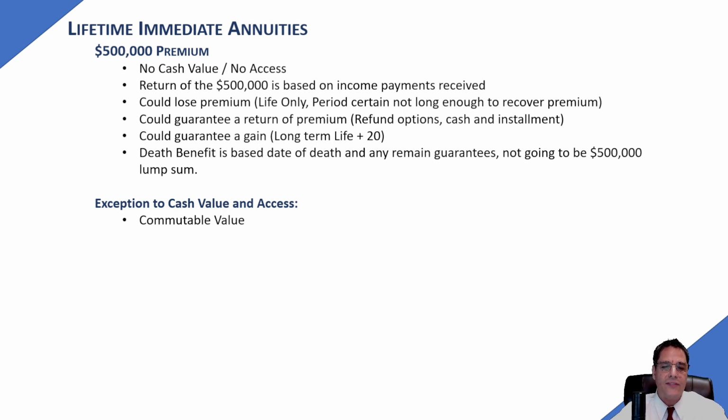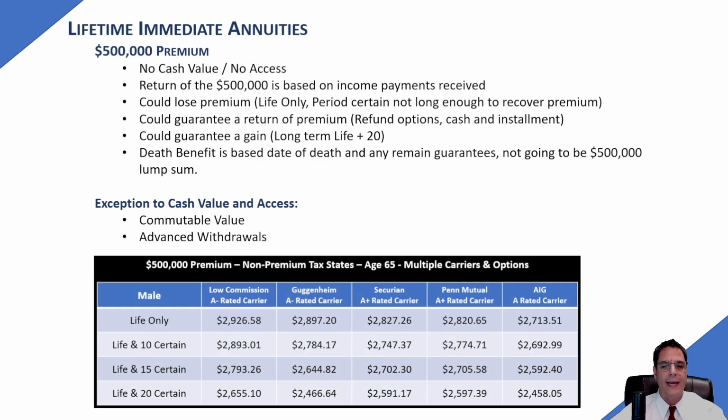So an exception to the cash value and the access on the lifetime immediate annuity is commutability value. Some of these companies have put in a feature where you can access some value or pay a charge and get some. Again, you're not going to get your $100,000 or your $500,000 back, except maybe in one extreme case where it equals. A lot of them have an advanced withdrawal benefit, which means if you do the life with 20, you can take an advance on some of those guaranteed payments, but the lifetime will continue after that. It could reduce your payment. Long story there, but yes, there's some access to that, but still not a $500,000 lump sum at any time.